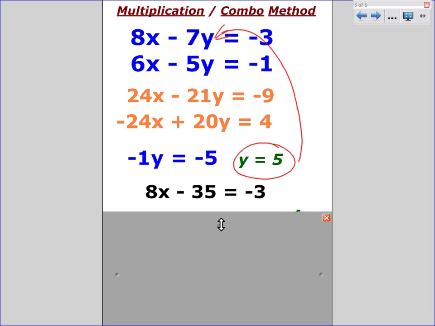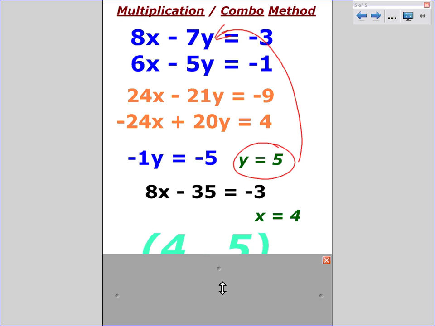And then I need to figure out what x is to make that true. And when I solve it, I find out that x is 4. Remember, add 35 to both sides of the equation, divide both sides by 8, and then the x value comes out to be 4. And last but not least, I get my ordered pair solution, which is 4, 5. This is how you solve a system of equations. And like I said in the beginning, you've got to rely on your previous equation skills. And other than that, it's nothing but basic fundamental math.